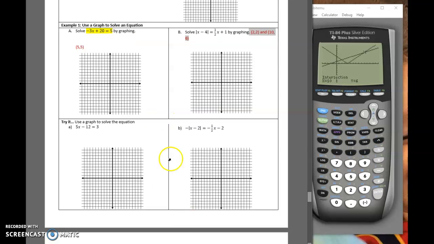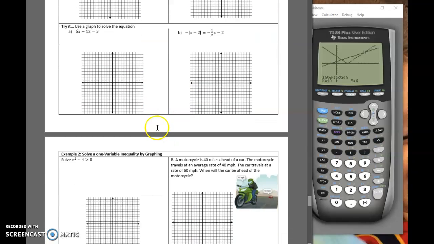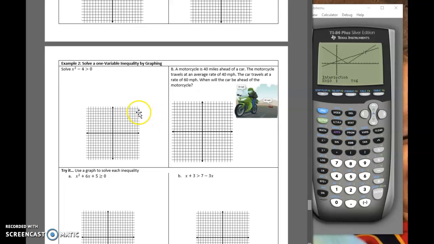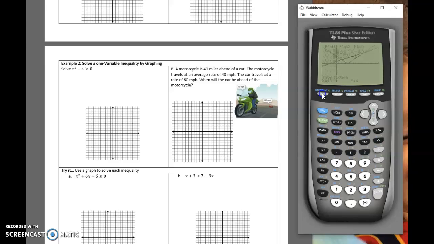Okay, and then the try it ones I'm going to let you do on your own. You can check the PowerPoint for those answers. What I'm going to do next is go ahead and do this one here. So we want x squared minus 4 and 0. We're going to ignore the inequality sign at first. So I'm going to go back to my y equals, and I'm going to type in these functions.